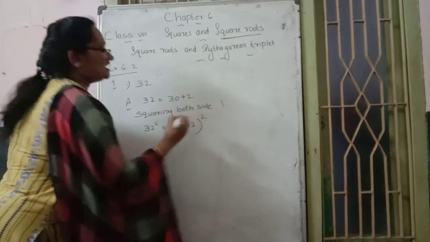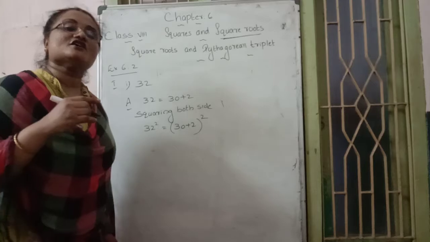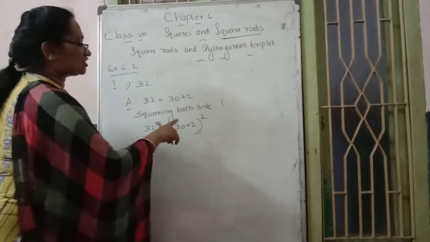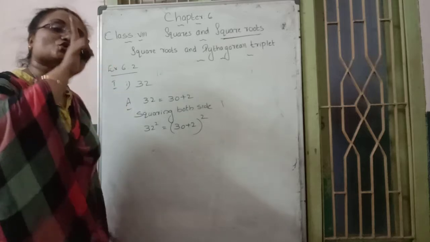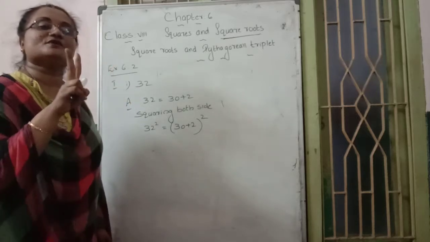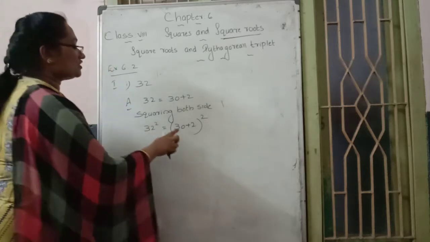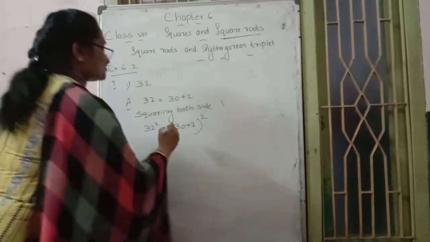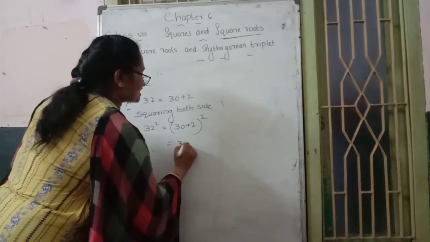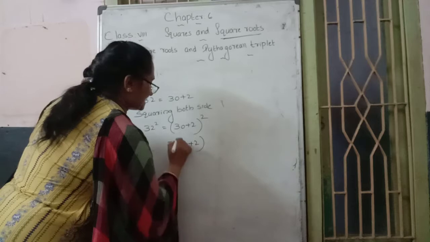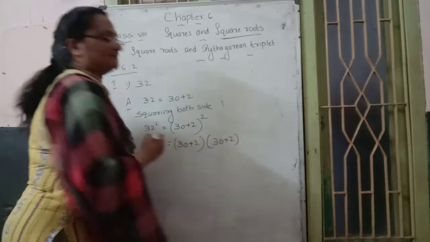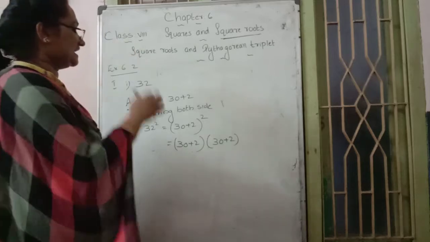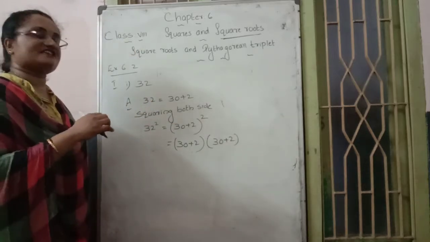Square means keep a bracket and put a whole square. What is the meaning of 30 plus 2 the whole square? The bracket is multiplied two times, right hand multiply. That is the meaning of 30 plus 2 the whole square. So we can write it as 30 plus 2 bracket, 2 times, multiplied, in this way. Then how do we multiply two brackets?